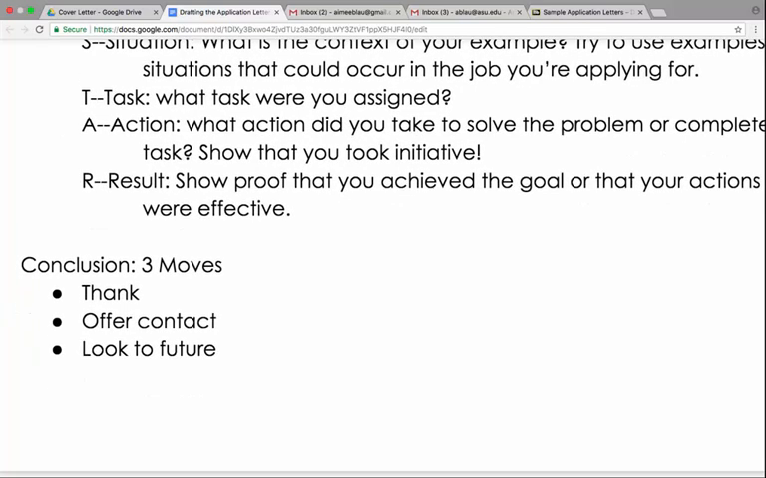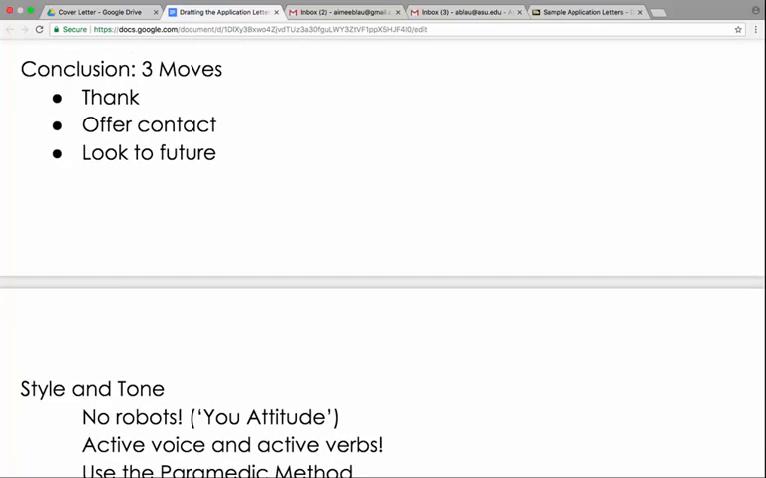All right. So that's the body paragraphs. Your conclusion has 3 moves. You should thank them, offer follow-up or contact information, and then a look to the future. If you're going to include some sort of look to the future where you say that you'll follow up with them in a week, you need to make sure that you actually do that. You don't want to make a promise in your application letter and then not follow up, because then it makes you look flaky. So if you're not planning on reaching out to them, I wouldn't put that in your look to the future. Just thank them and then offer your contact information.